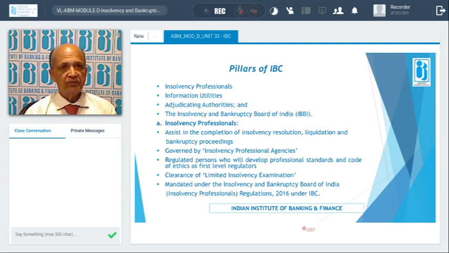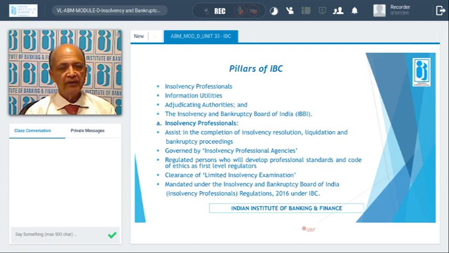Then to become an insolvency professional, as I told you, they come under the insolvency professional agencies, and they have to clear one exam known as the limited insolvency examination. Unless a person who is interested to work as an IP clears the limited insolvency examination, it is mandatory. Once it is cleared, only then can the person be considered eligible to be an IP.